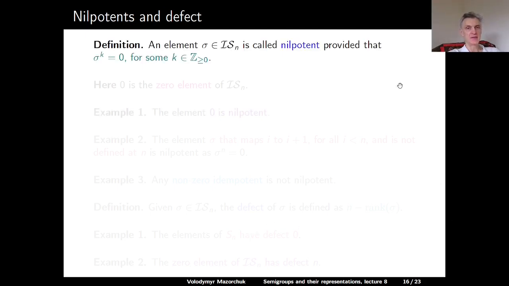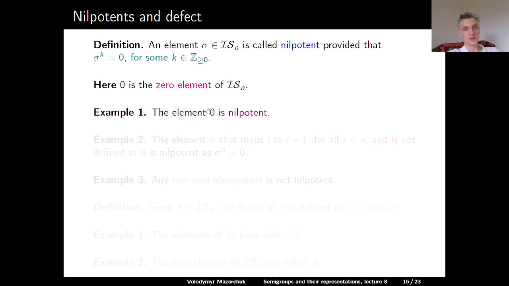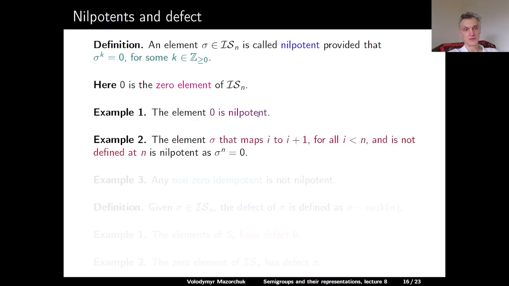Definition: an element sigma in ISN is called nilpotent, provided that some power of this element is equal to 0. So here 0 is the unique element in ISN which is nowhere defined, the 0 element of ISN. So for example, the element 0 itself is nilpotent.